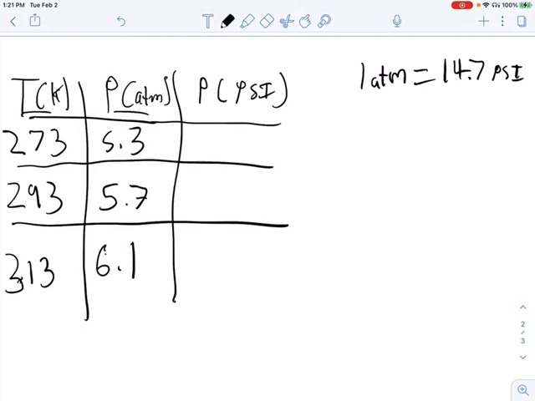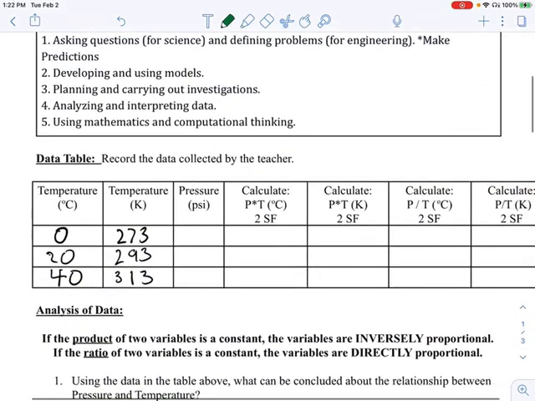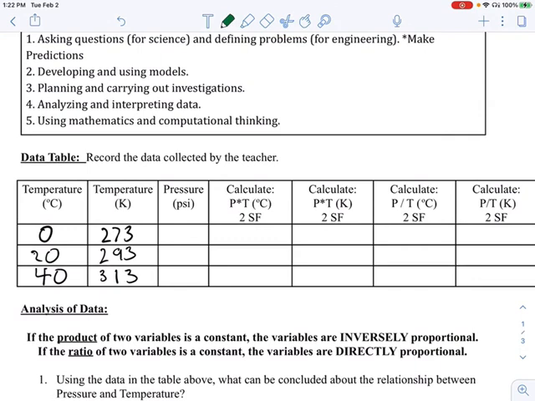And so if we're converting from atmospheres to PSIs, we can do these one at a time. So my first conversion would be a given of 5.3 atmospheres, and I'm converting that with 14.7 PSI, pounds per square inch, per 1 atmosphere. And when I put that in my calculator, I get 77.9 PSIs, okay? So that would be one data point, and you can enter that data point right in the table up here, okay? So this one we said was 77.9 PSIs.